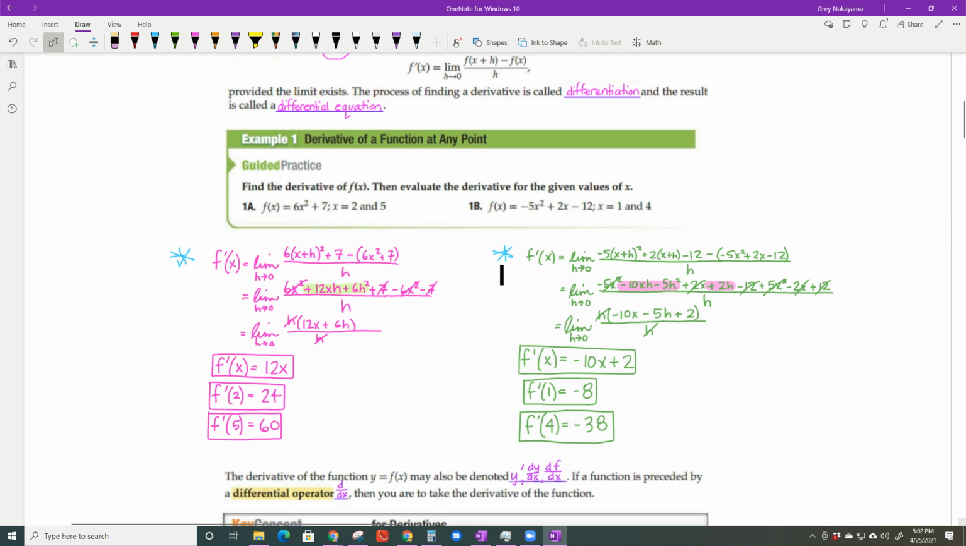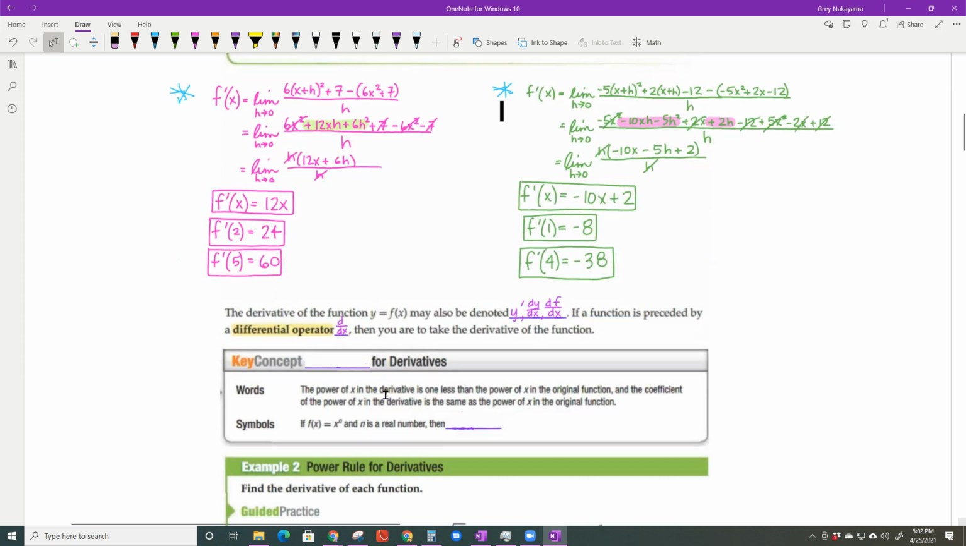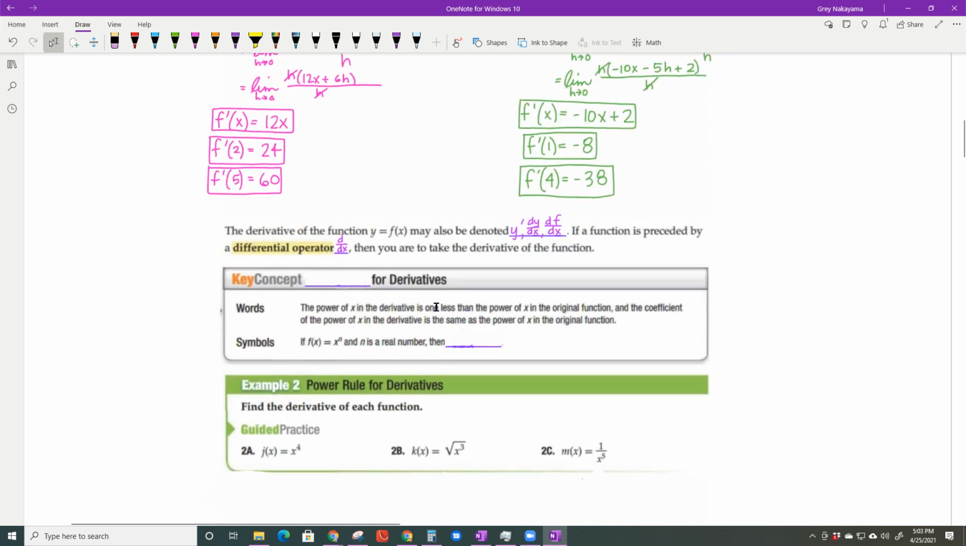Now, the next thing that you're going to be doing is finding derivatives using rules. And the first rule that you're going to have is called the power rule. This is your power function. If f of x equals x to the n, and n is a real number, then my power rule says that the derivative, f prime, you take the exponent and move it down front, and then you subtract 1 from the exponent. That is your power rule.